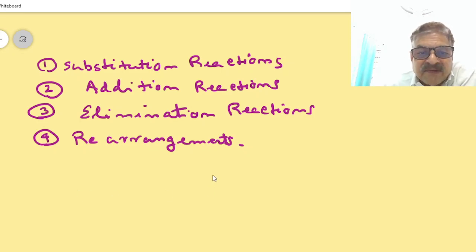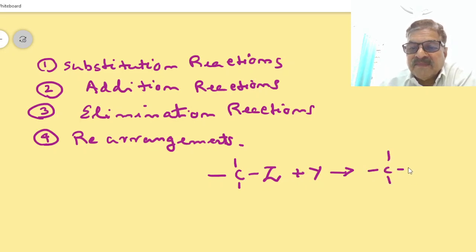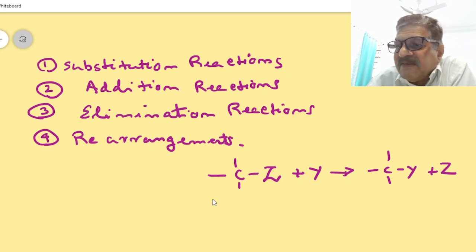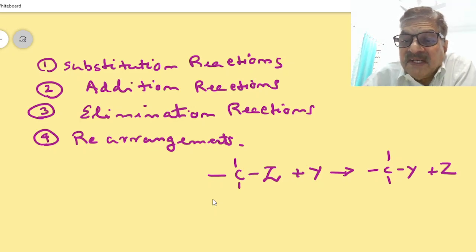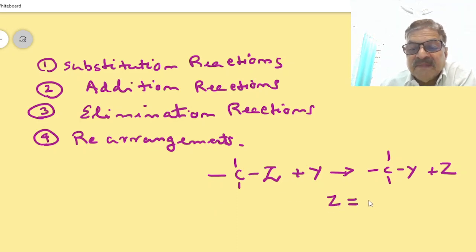So in a reaction of this nature, for example, I will just give a brief introduction only. A molecule of this nature is reacting with Y. So what will be the kind of substitution taking place here? In this general substitution reaction, Y replaces Z on a carbon atom. Z can be a hydrogen atom or a heteroatom, whatever it is. This is substitution.